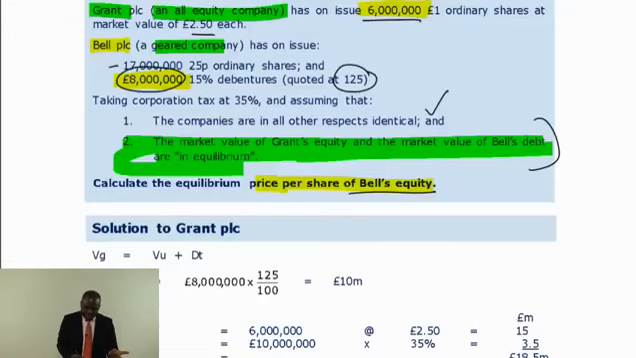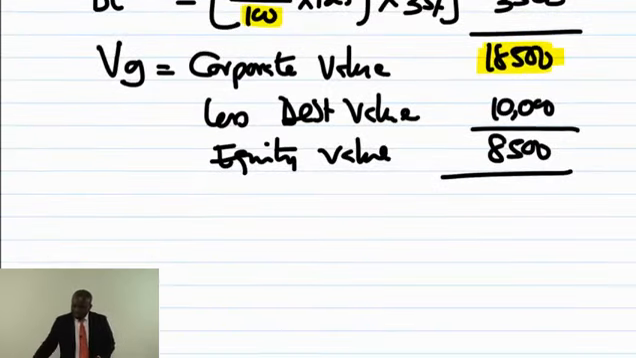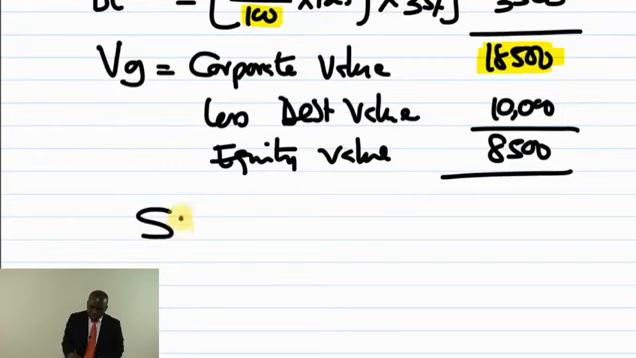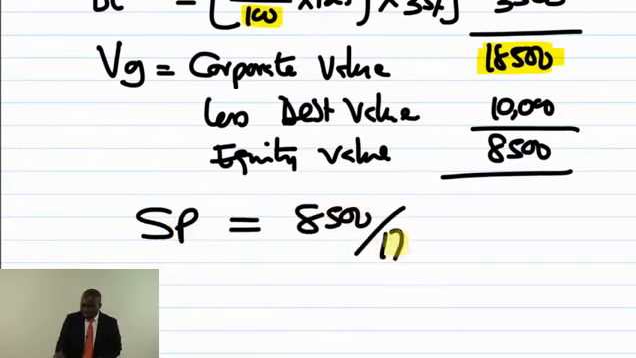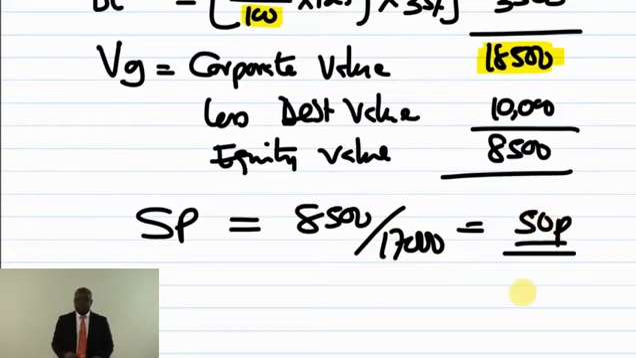How many shares does Bell have? Bell has 17 million shares. So what is the price per share? We are doing everything in terms of thousands. So the share price should be 8,500 divided by 17,000, which equals 50p. So this is what you are going to use Miller and Modigliani for. Given the geared position, I should be able to get the ungeared, or given the ungeared, I should be able to get the geared.